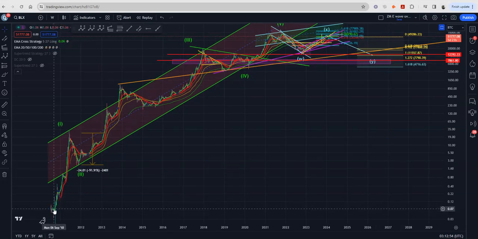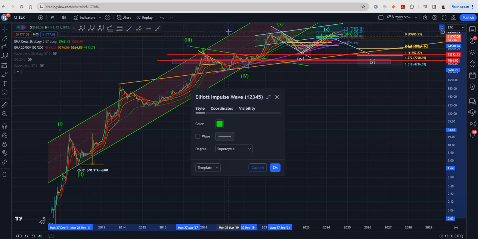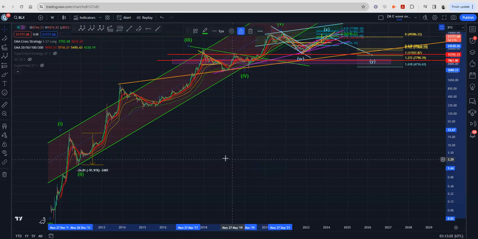And in here, we have this labeled as supercycle wave 1, 2. By the way, that supercycle wave term gets tossed around a lot. When people say supercycle, this is what they mean. One giant wave in the Bitcoin history. So this is wave 1. This was wave 2.